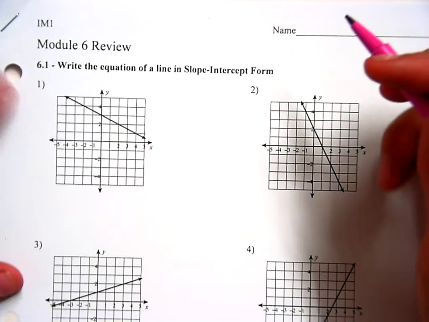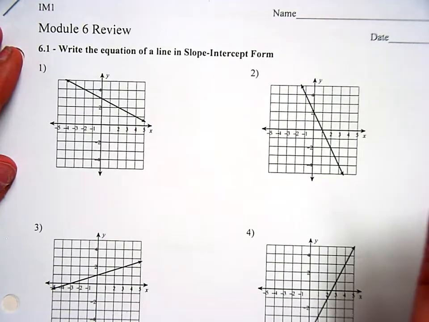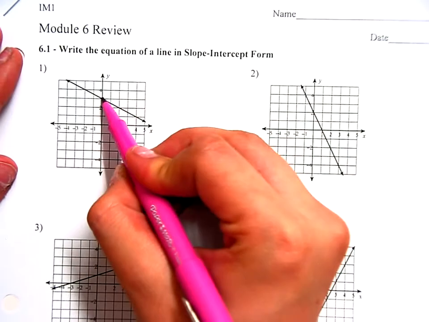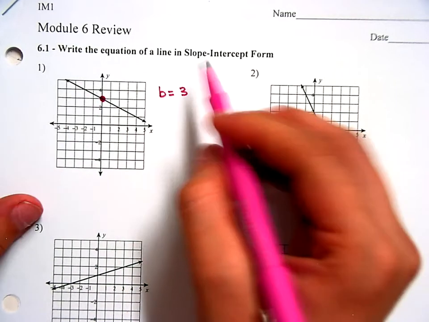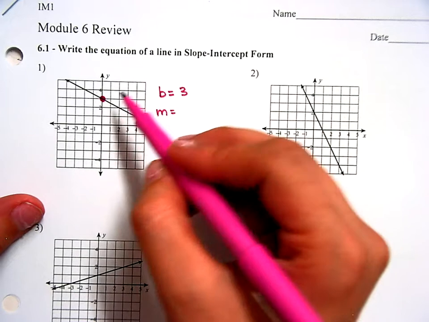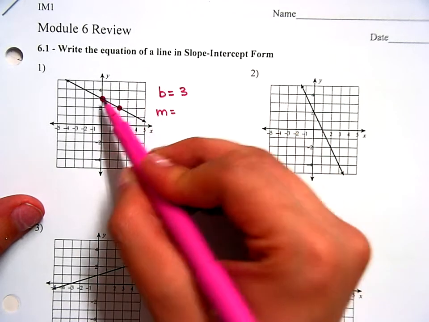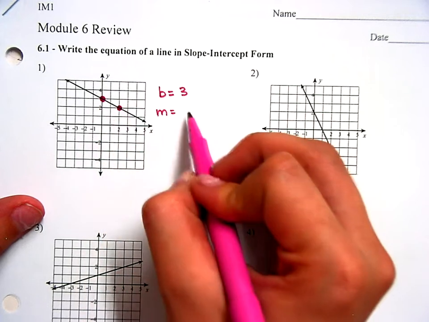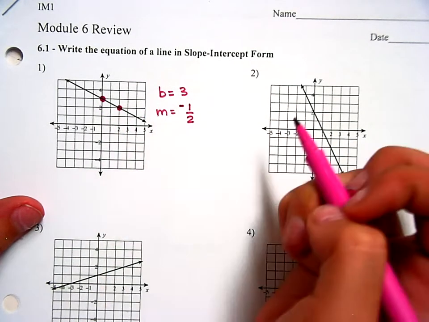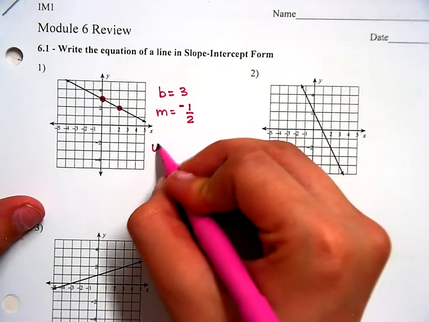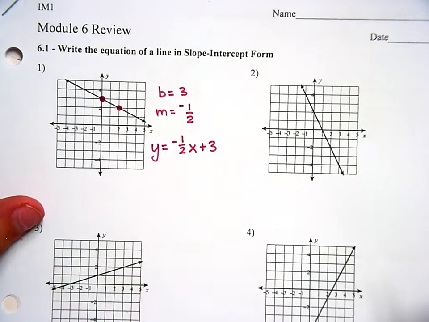So these first couple, we're going to look at these graphs and write our equation for each line. So what I want to do is first find my y-intercept. So here, my y-intercept, or my b value, is going to be 3. And my slope, or m, well, I can just count that. So I'm going to find another point on this line right here. And my slope is down 1 over 2. But careful, this slope is negative. So this is a negative 1/2. So I can write my line as y equals negative 1/2 x plus 3.